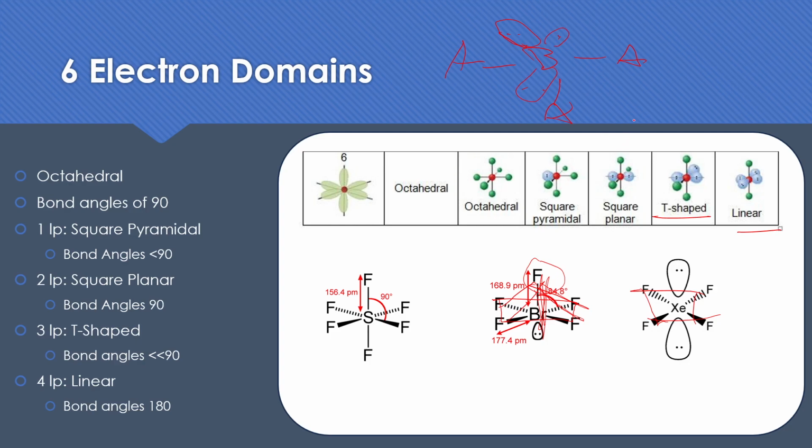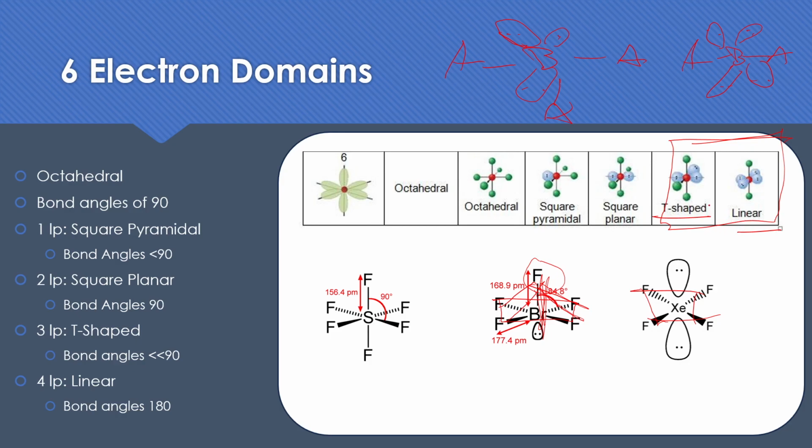Right? It'd be T-shaped, and then you get to something like that, right? Or it's linear. I could not find any examples of molecules that have these particular molecular geometries.